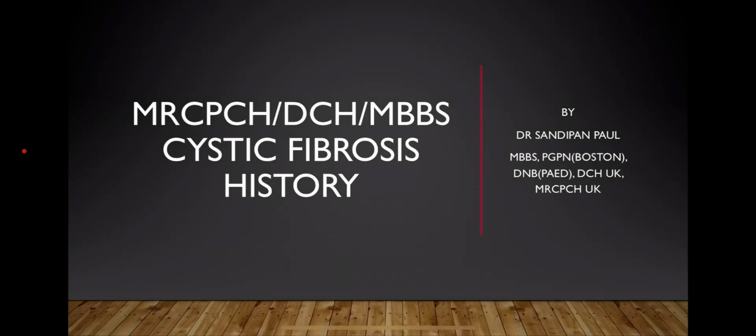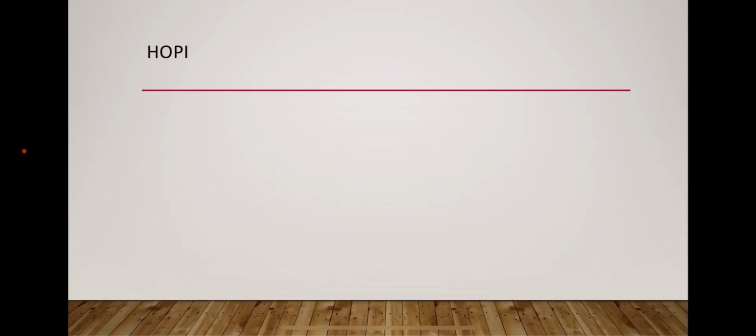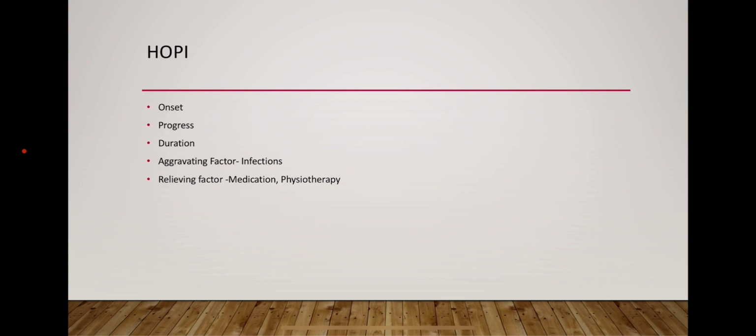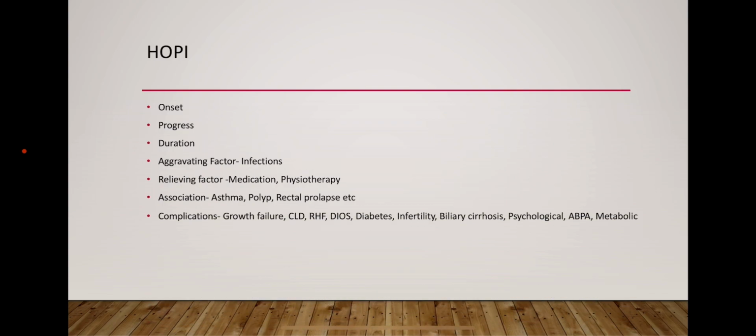We'll discuss one of the most common MRCPCH clinical examination history scenarios, cystic fibrosis. First, you have to take the history of onset, progress, and duration of this disease and how it has been diagnosed. Any aggravating factor like any infection, any relieving factor like any medication or physiotherapy, and the associations. Cystic fibrosis is very commonly associated with asthma, nasal polyp, rectal prolapse, etc.